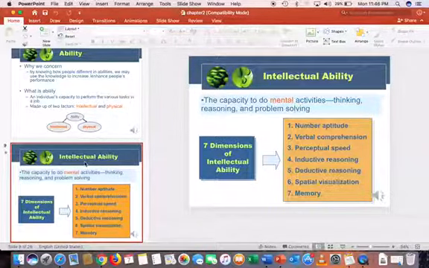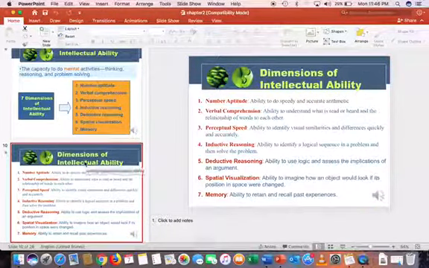Number 1 is number aptitude, verbal comprehension, perceptual speed, inductive reasoning, deductive reasoning, spatial visualization, and memory. We will be discussing these here. Number 1, number aptitude means the ability to do speed in accurate arithmetic.